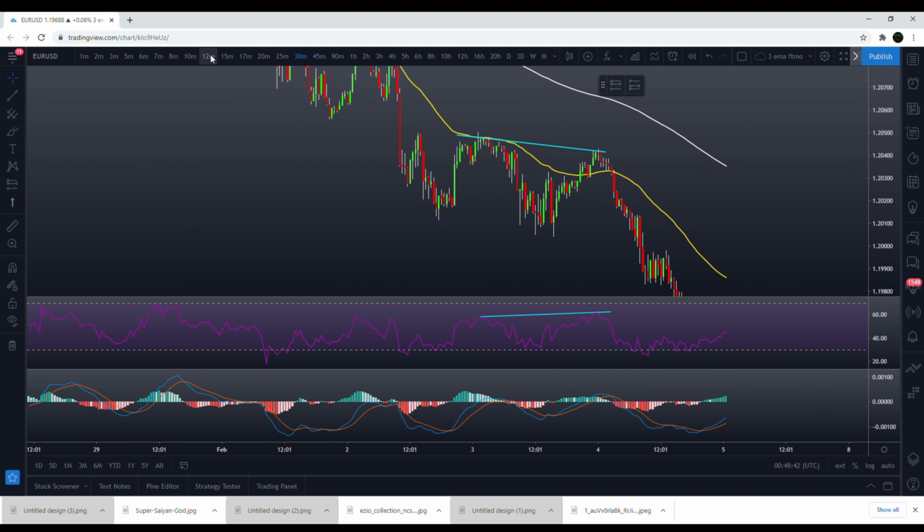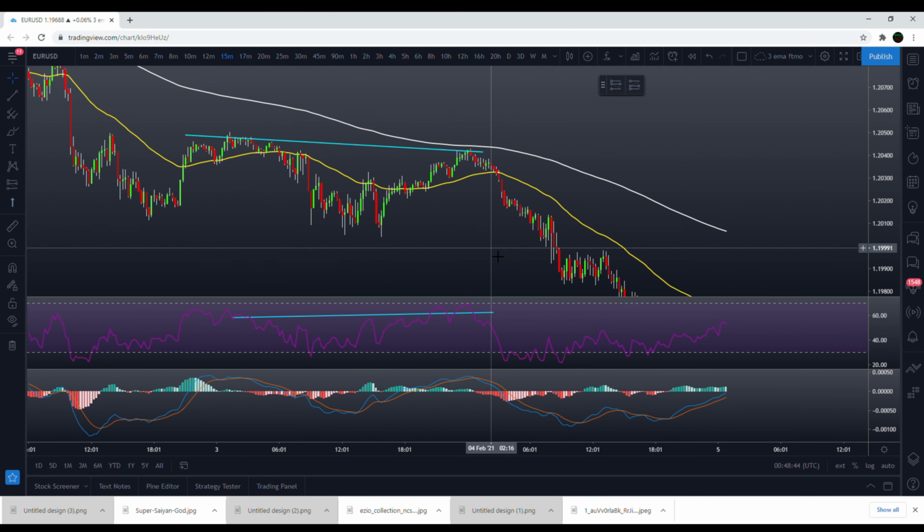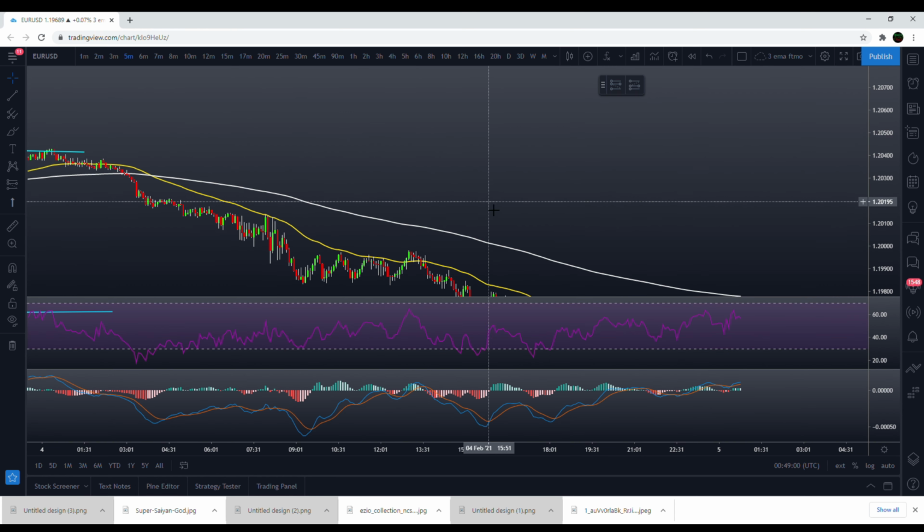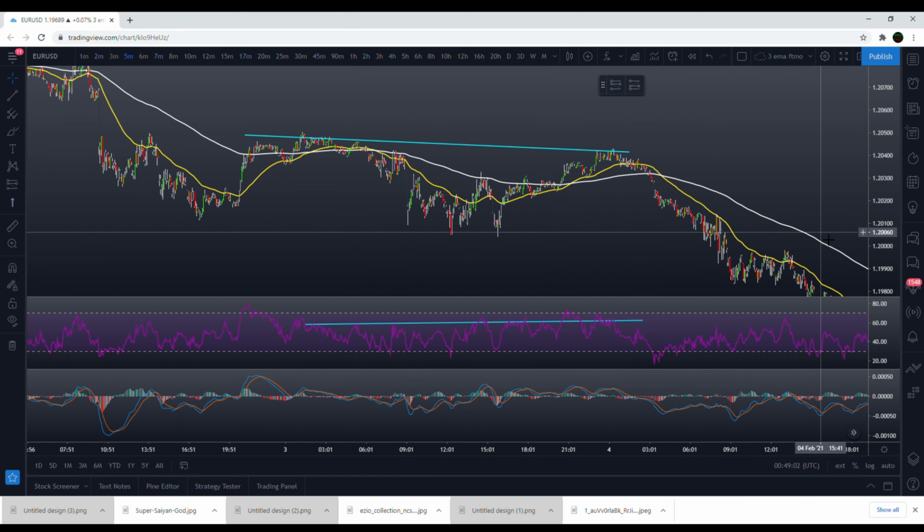So let's go down first to a 15-minute time frame and see if we can look at anything. I don't see any normal bearish divergence here. So if you weren't used to your strategy, you might still be kind of scared to enter. Let's go down to the 5-minute.